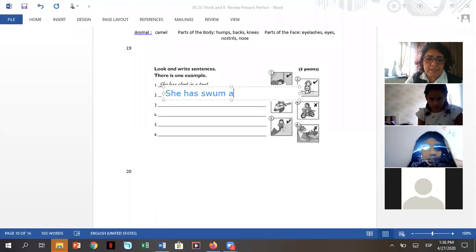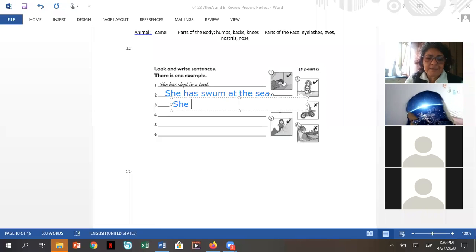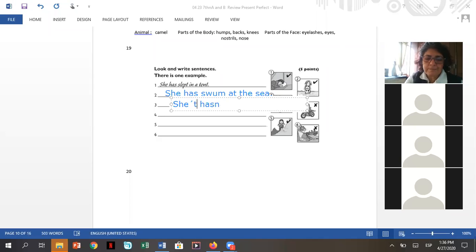She has swum at the sea, okay? That is number two. Let's see, number three. She hasn't played the guitar. Good. What is number four? She hasn't ridden a motorcycle. Very good. Okay.